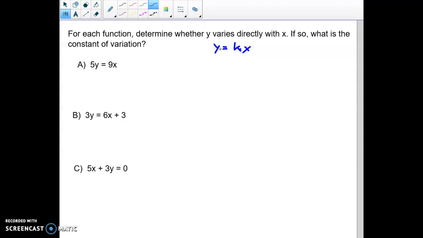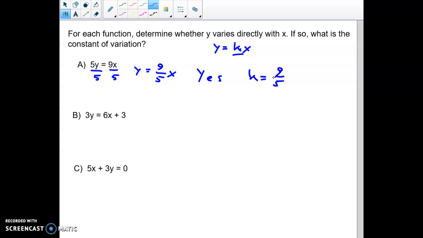And so it's going to say, okay, if it is, what is this k value? So on letter A here, I would again encourage us to get y alone, which would involve dividing by 5. So we get y equals 9/5 times x. Okay, and so that would fit this picture where it's just some constant times x. So that one would be, yes, it's direct variation, and then our constant of variation called k is 9/5.